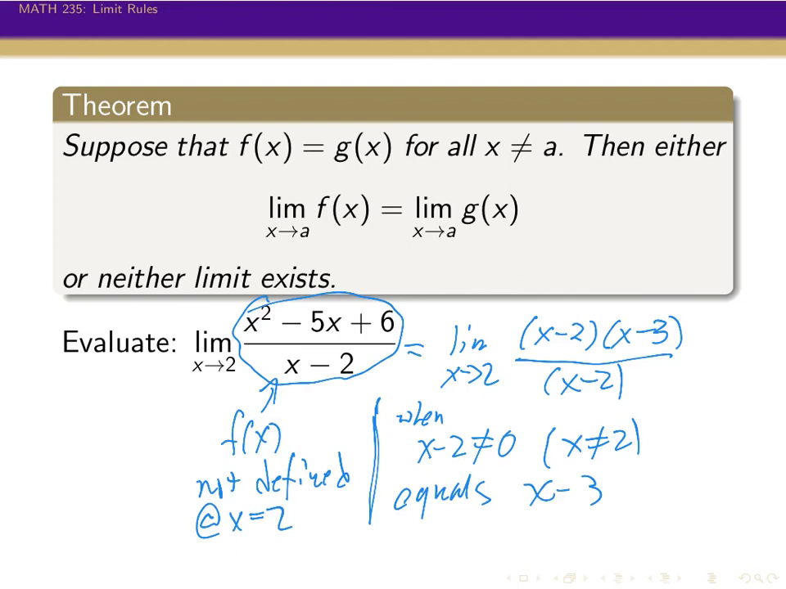And so by the theorem, we're allowed to then swap it in to the limit. Take the limit as x goes to 2 of x minus 3. So we can plug 2 in there now and get 2 minus 3, which is equal to minus 1. And so this now has allowed us to take the limit of this rational function that has a hole at x equals 2.